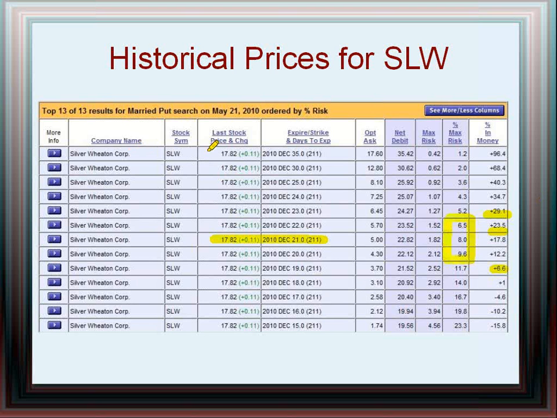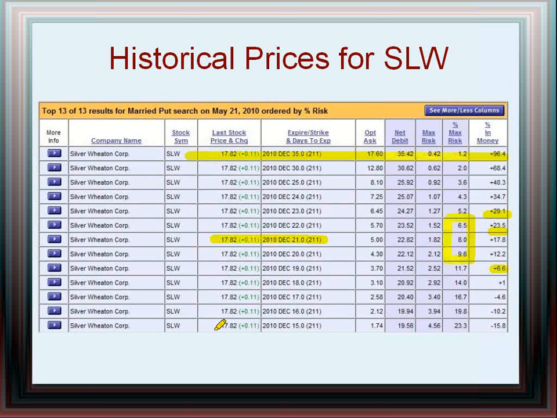But you see here, as we go deeper in the money, we're almost 100% in the money here with the December 35 call, and it's only risking 1.2%. It's a very low risk position, but we're 96%, almost 100% in the money. This is a very low expectancy of profit.